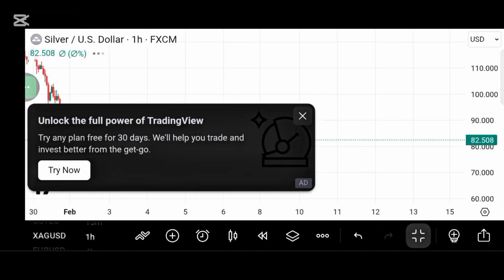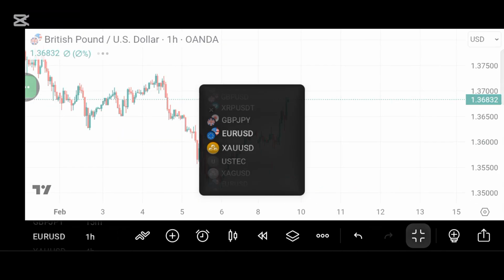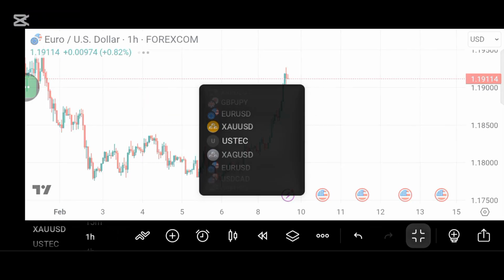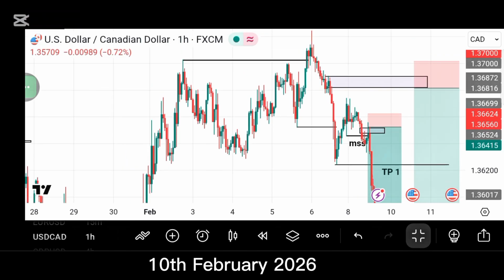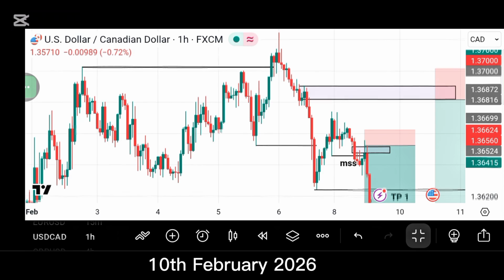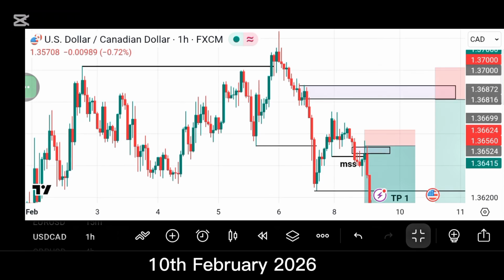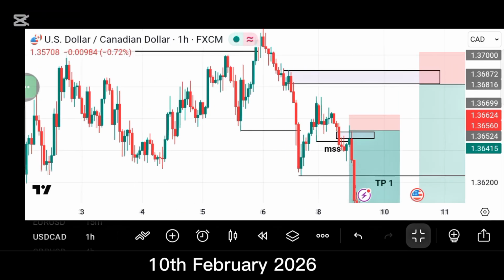Let me just quickly explain the whole process of the analysis, then tell you how I was able to spot my entry. So on Sunday, at the time I did this analysis, I was just left with this current price action. I think I'll play you the first part where I did the analysis so you can see where I was. So this was what really happened.